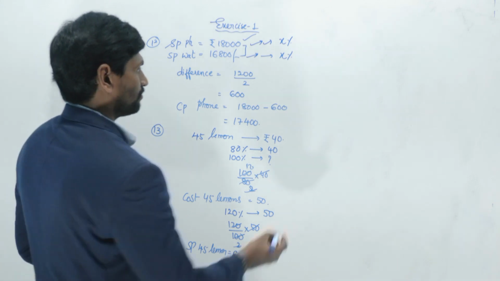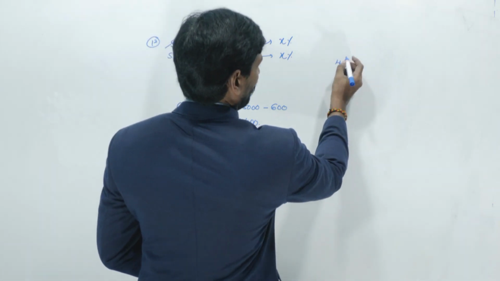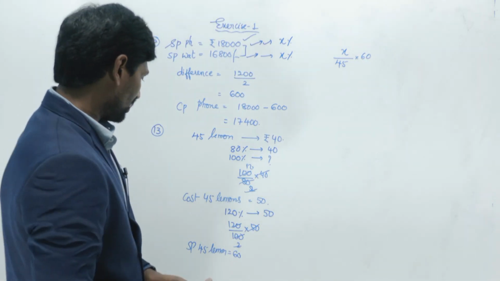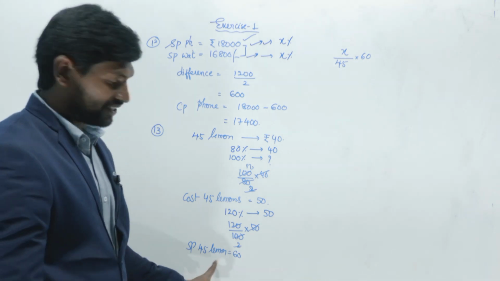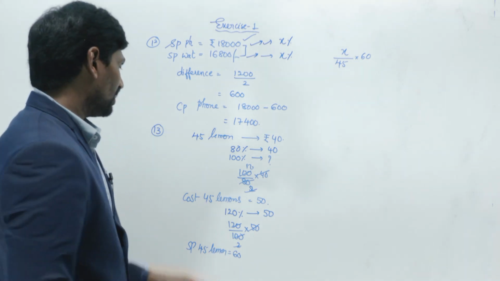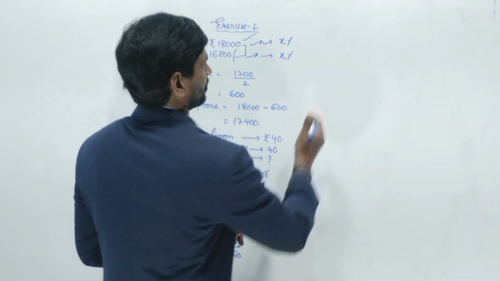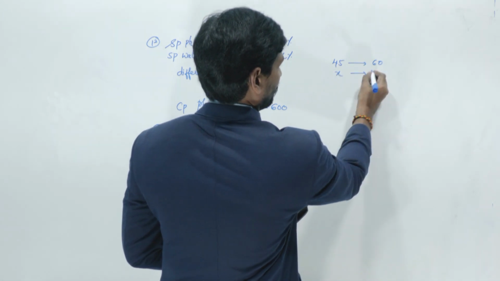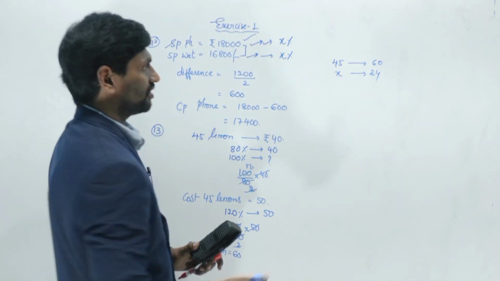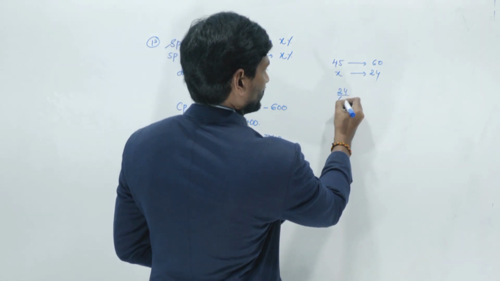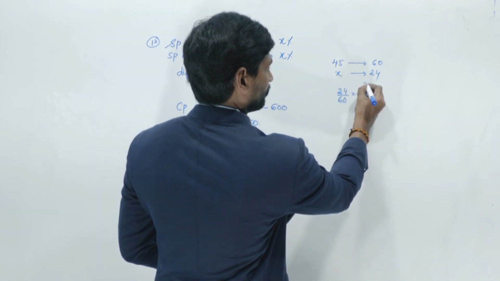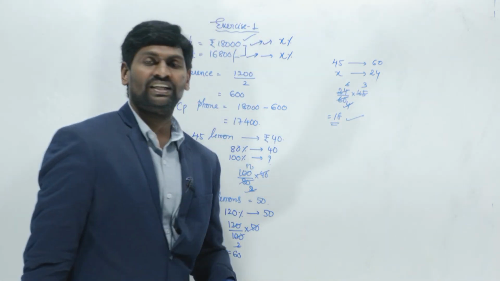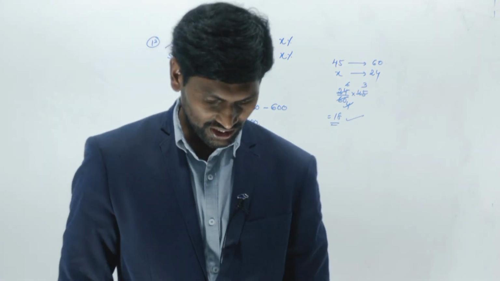So 45 lemons for 60 rupees, he will get a 20% profit. How many does he have to sell for 24 rupees? 45 for 60, how many for 24 rupees? So 24 by 60 into 45, which is 18. He has to sell 18. Let us go to the next problem.